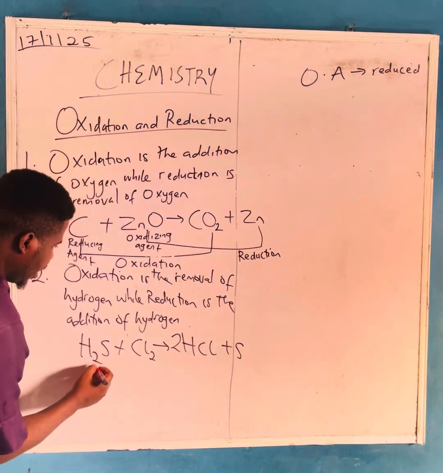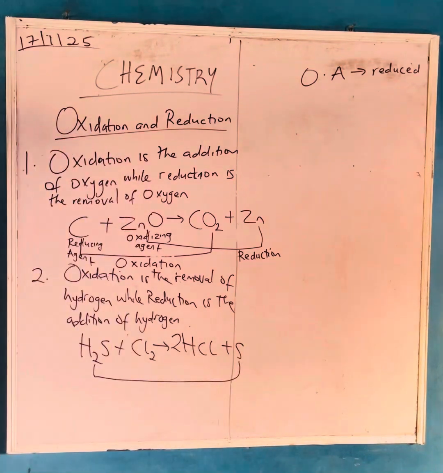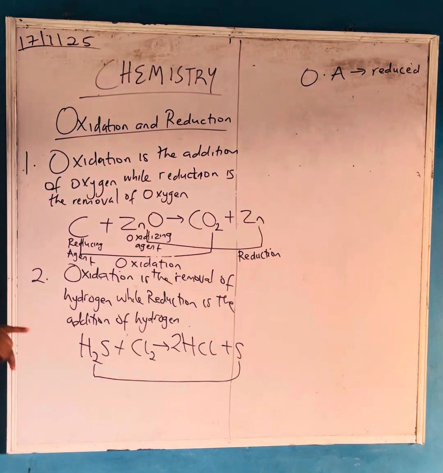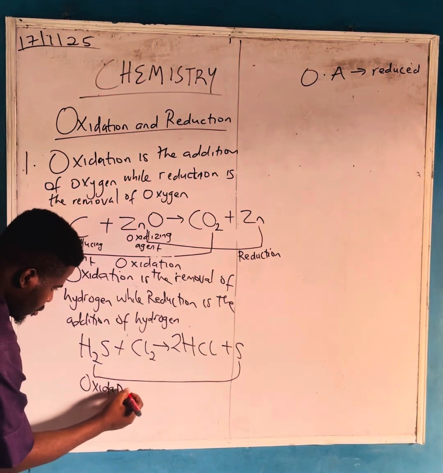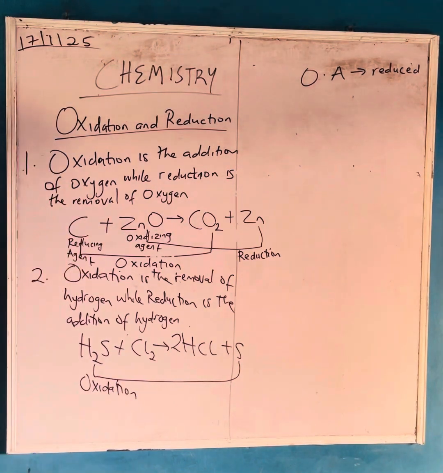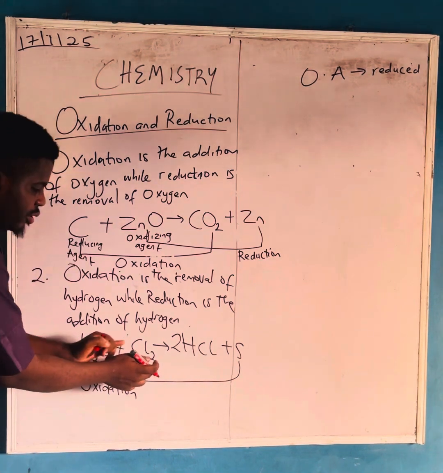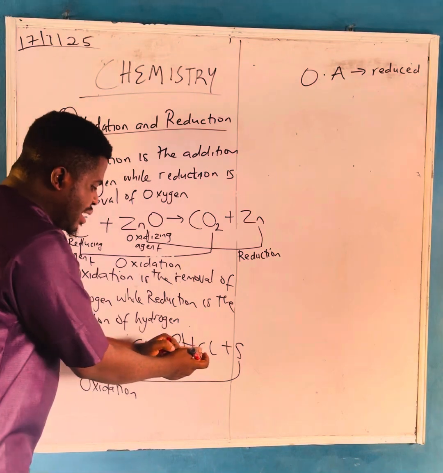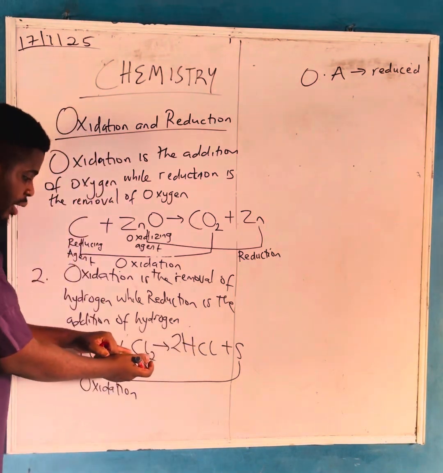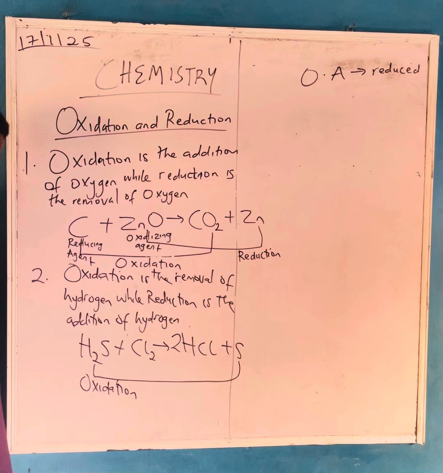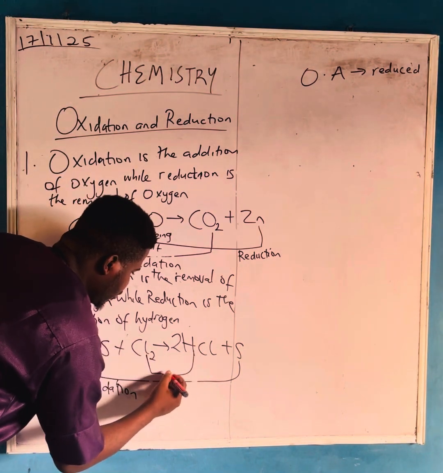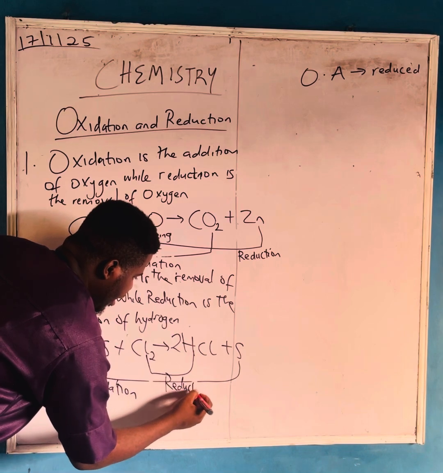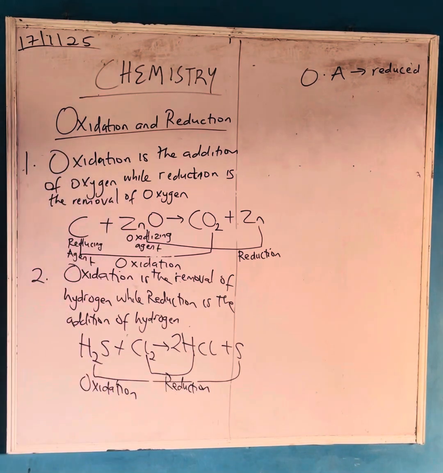So from here to here, what is going on is oxidation. So oxidation is also the removal of hydrogen. And this Cl, this chlorine molecule, if you notice, hydrogen has been added to it. So we say that reduction is going on, because reduction is the addition of hydrogen.